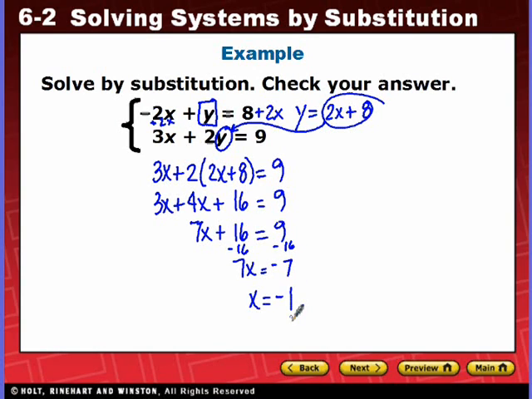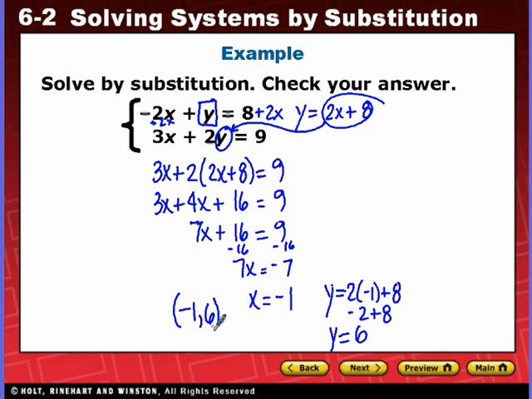Don't stop there, though. Put it back into the equation we solved for y. y equals 2 times negative 1 plus 8. And negative 2 plus 8 is positive 6. So it looks like our answer should be the ordered pair negative 1 comma 6. That's where they're going to intersect.